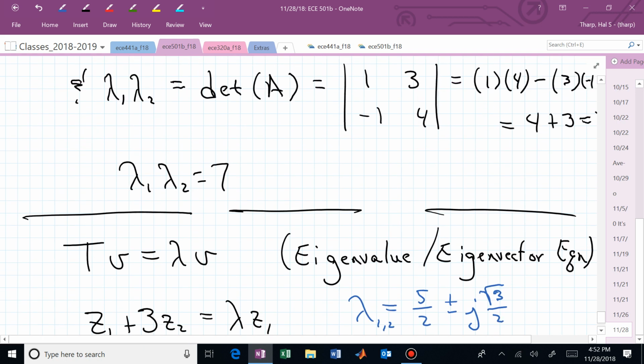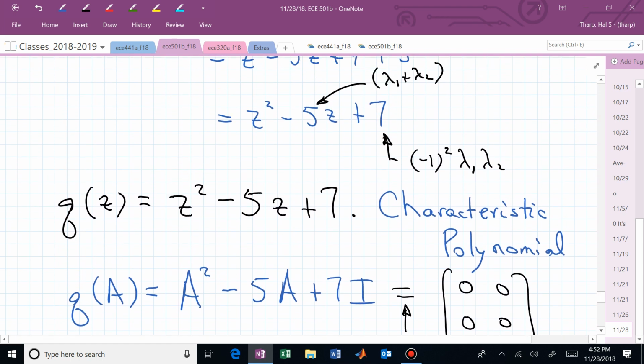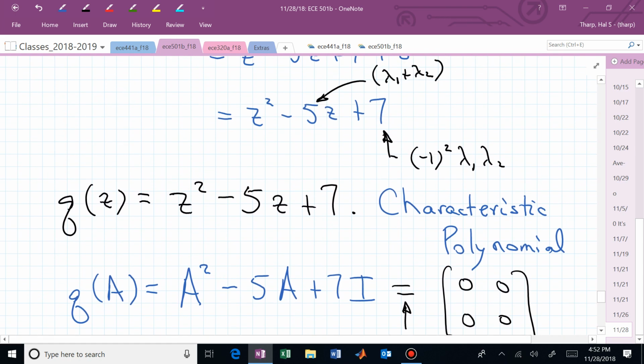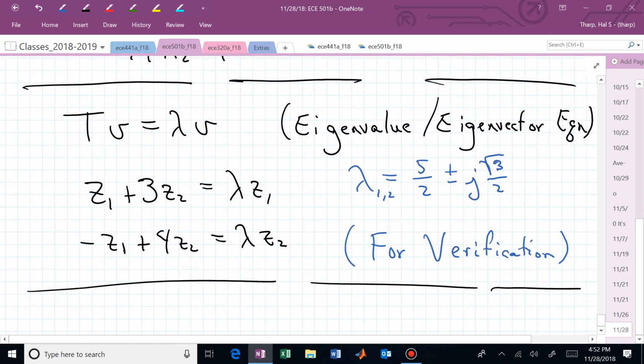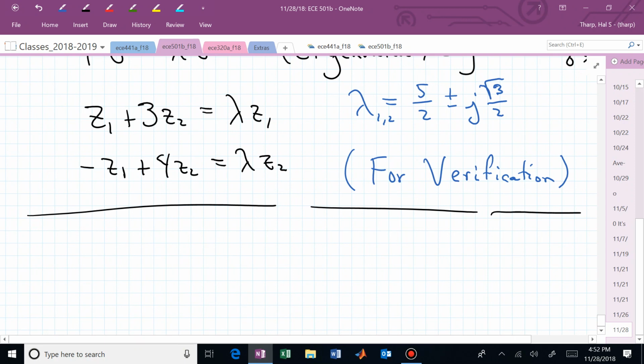So the fact that we had our characteristic polynomial of z squared minus 5z plus 7, those have real coefficients. Well, the only way we're going to have real coefficients, if we have complex roots, is for them to occur in complex conjugate pairs. That's kind of a justification by an example. That's now trace and determinant.